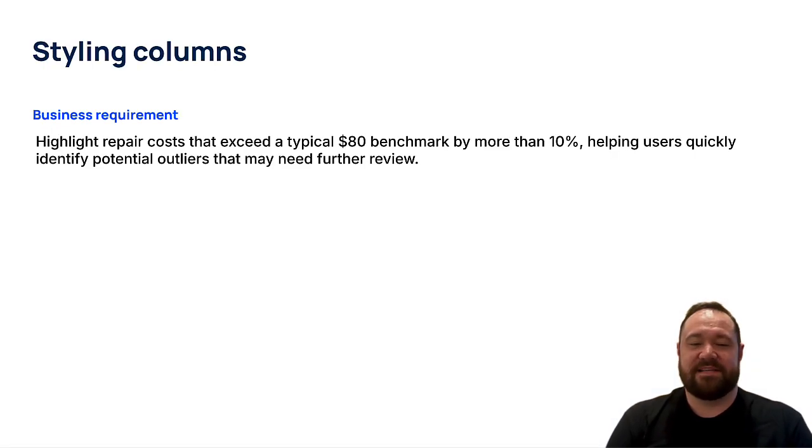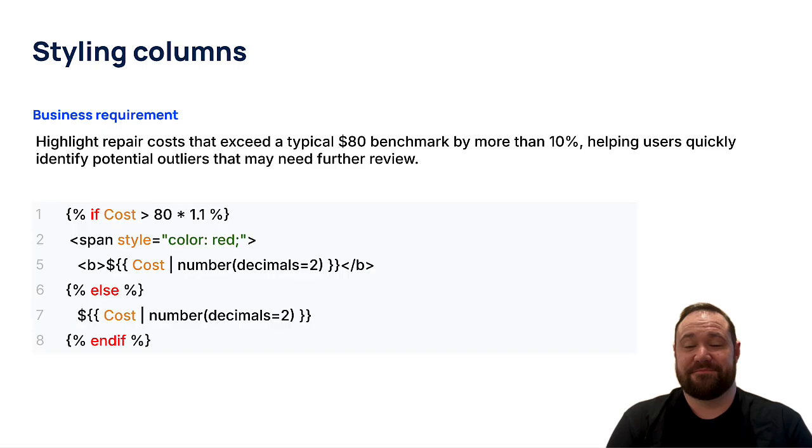Let's say your organization considers any cost that's more than 10% above the typical benchmark repair or replace cost as needing review. You might want to flag these values visually to make them stand out. Here's an example. Now let's break this down.